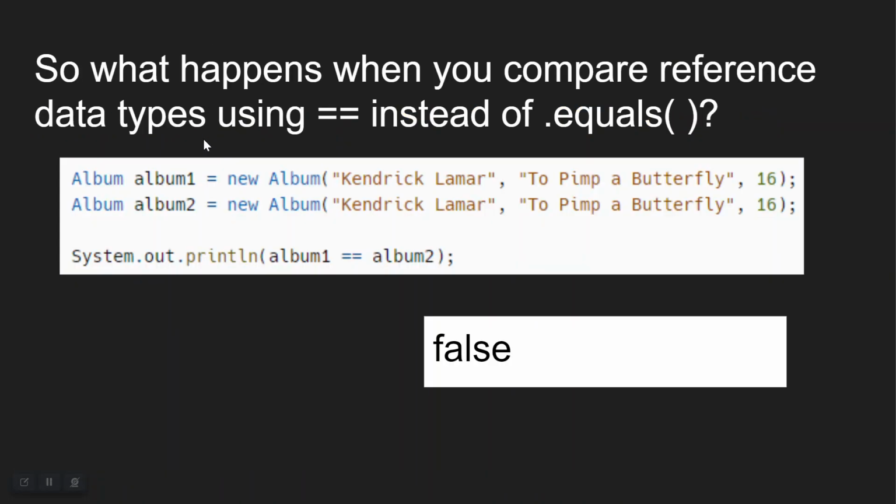So what happens if you compare reference data types using the equals equals sign instead of the .equals? So what if I created two album objects and said album1 equals new Album, and let's say I passed in Kendrick Lamar's To Pimp a Butterfly, and let's say I did album2 equals new Album, and I passed in those same instance variables. It turns out if you print album1 equals equals album2, we're going to get false. It's going to say, nope, these are not the same when I test them for equality using equals equals.